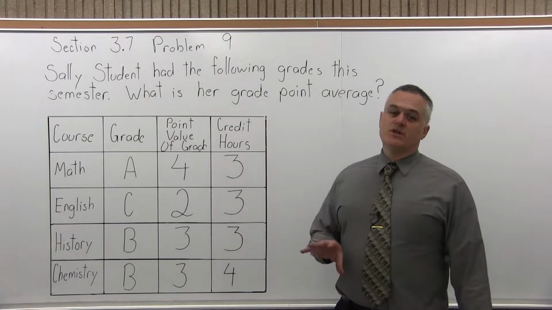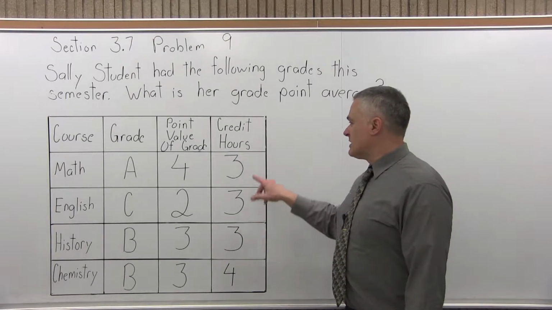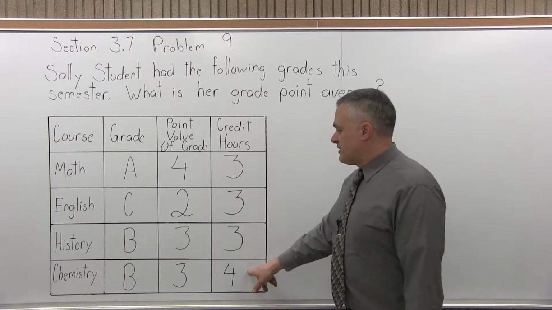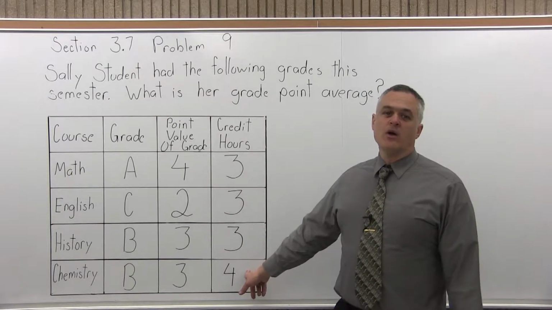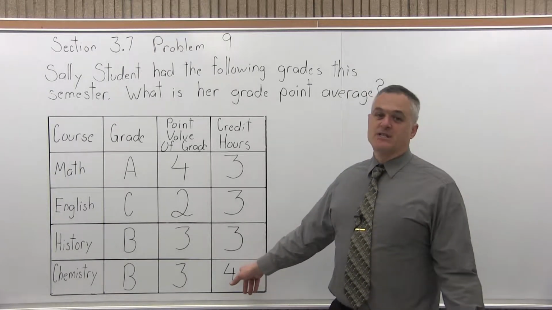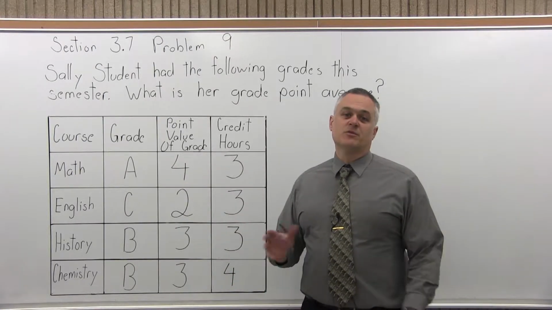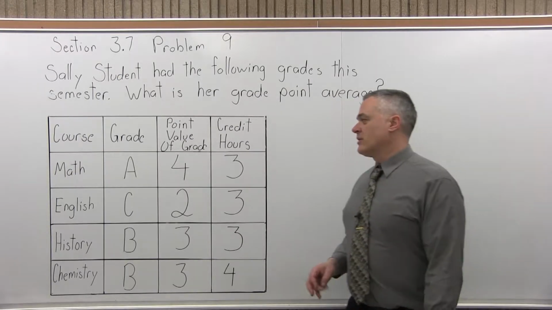You also need to know how many credits each course was. So most of them are 3s. Most courses are 3-credit courses. The chemistry was 4. A lot of times, if a science class has a lab, there's your 4th credit. Or an upper level math, like a calculus, if it meets 4 hours per week, that's 4 credits.